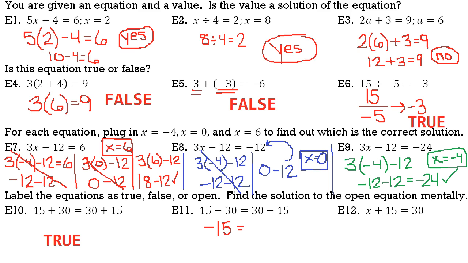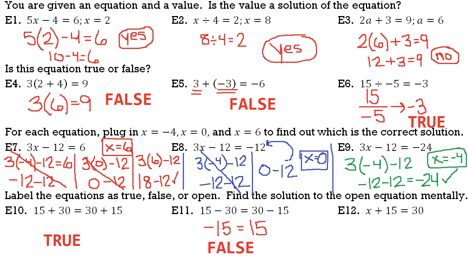So then why did the commutative property not work there? Why is this one false? Well, hopefully you remember by now. The commutative property works for addition. It works for multiplication. It does not work for subtraction.